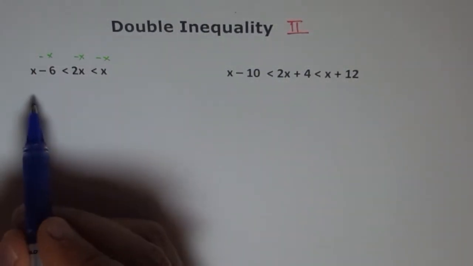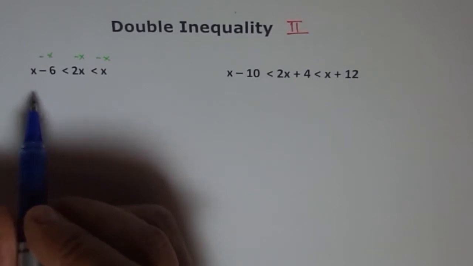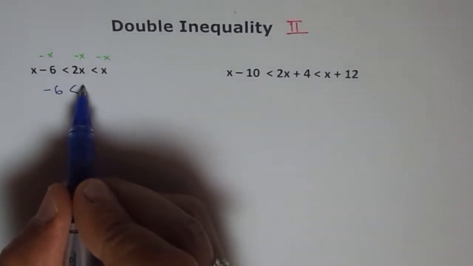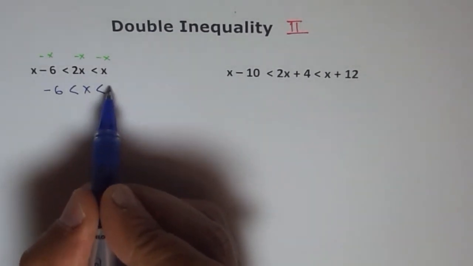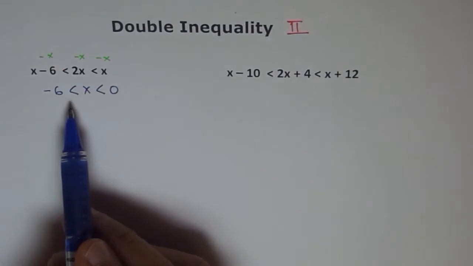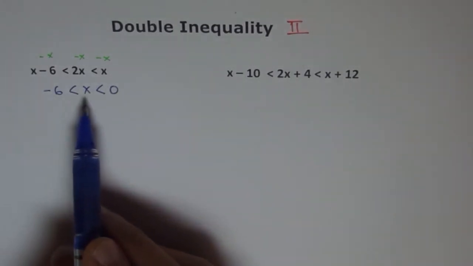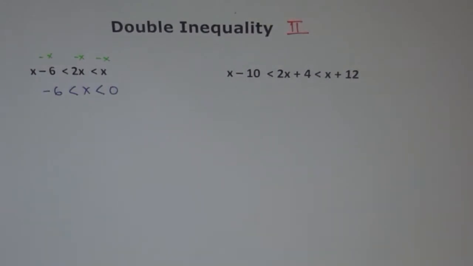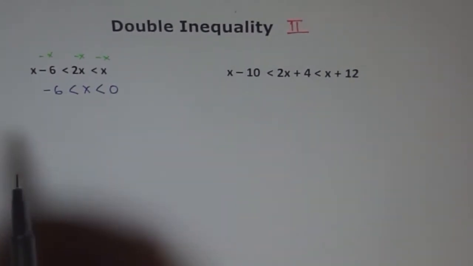So if I take away x, that means I am left with minus 6 here, less than 2x minus x is less than x minus x is 0, and we get our answer. That is, x is greater than minus 6 and less than 0. Do you get? So simple it is, right? I couldn't have made a simpler question for myself.